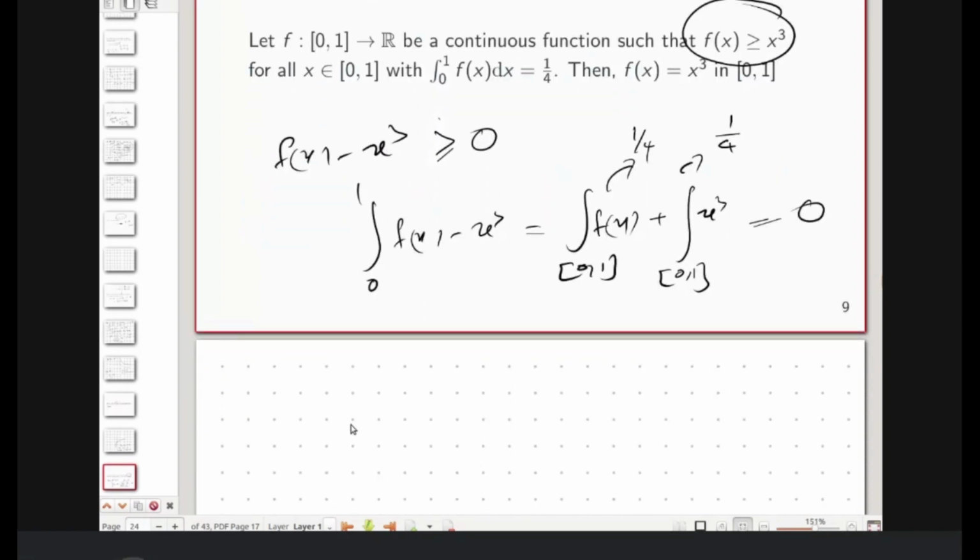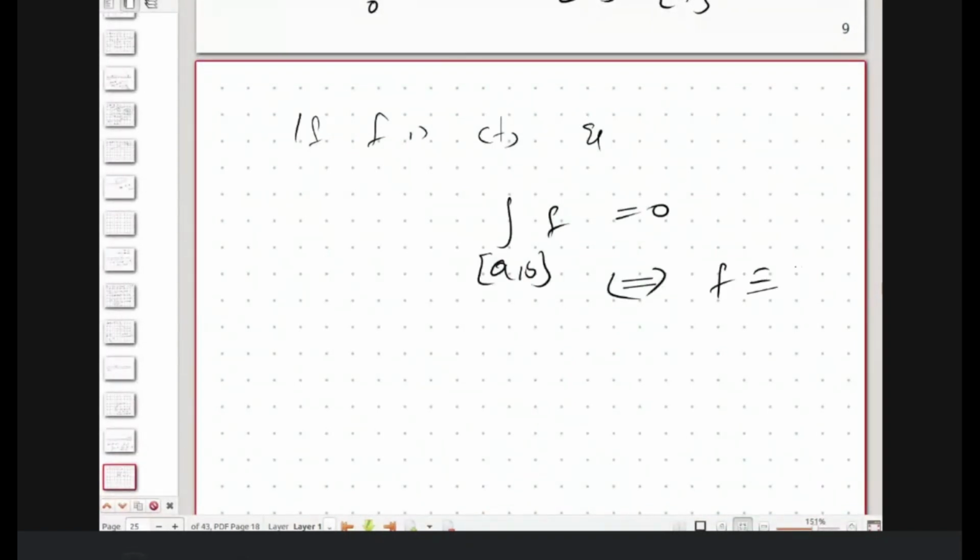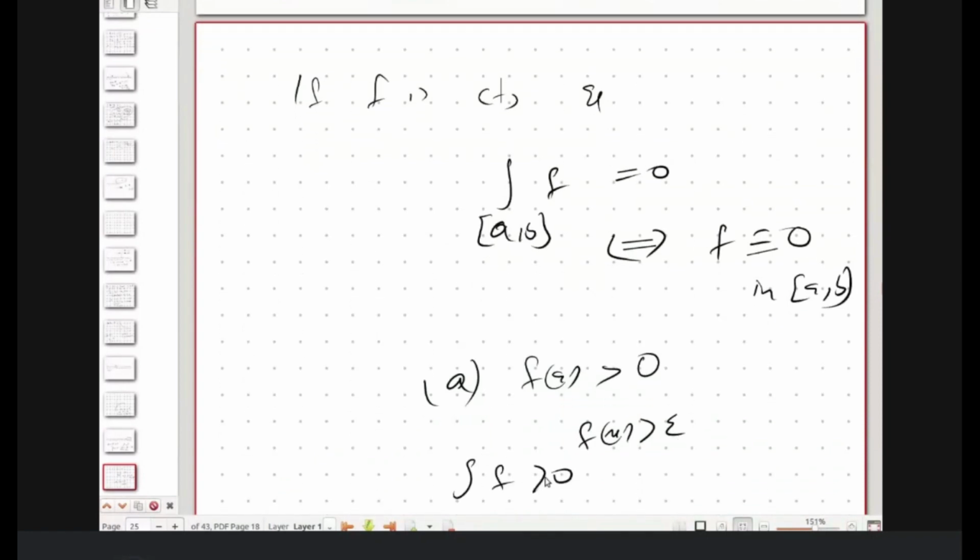Yeah, exactly. So what we are using here is: if f is continuous and the integral over a closed and bounded interval [a,b] of f equals 0, this means f is identically 0 in [a,b]. I suppose all of you know the proof. Assume it is non-zero, so there is some a such that f(a) is greater than 0, because it's a non-negative function. Consider some epsilon neighborhood such that f(x) is greater than epsilon, and you will get that the integral of f is positive. This is the basic idea.